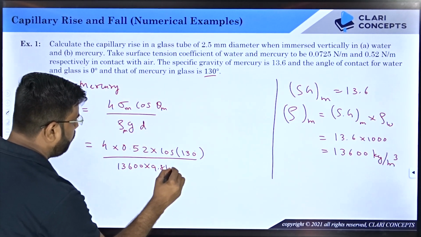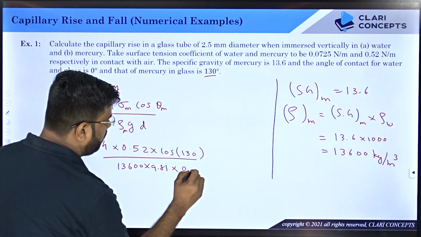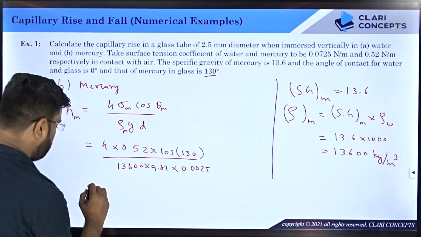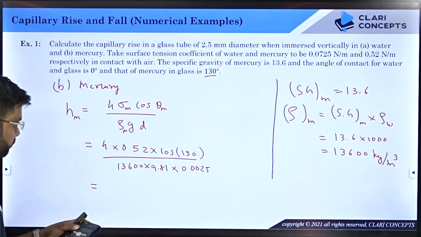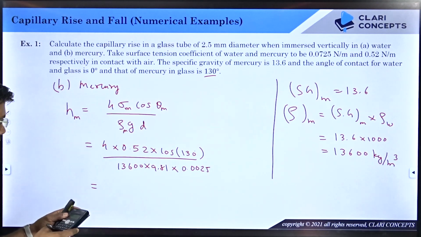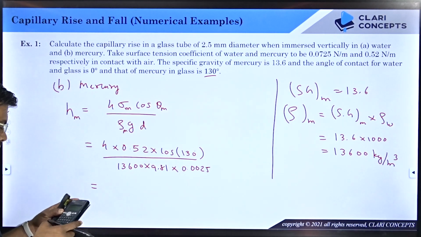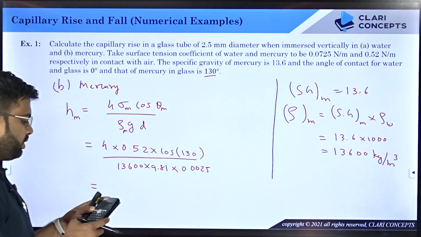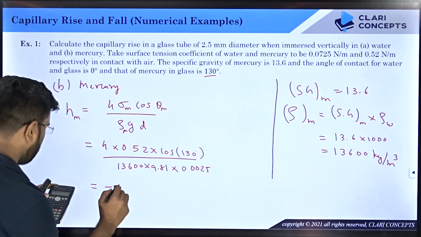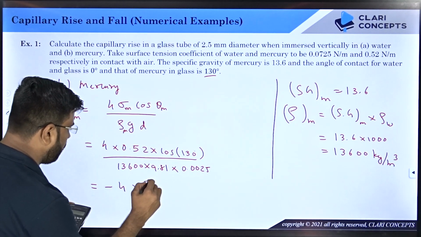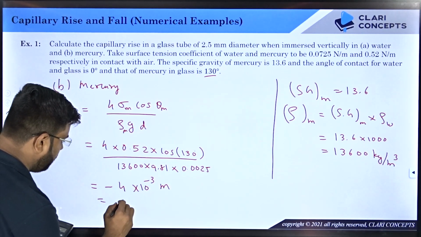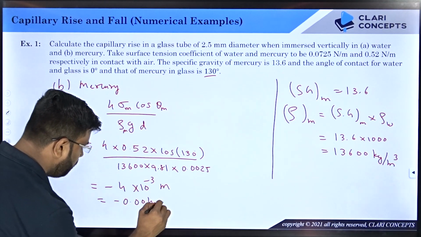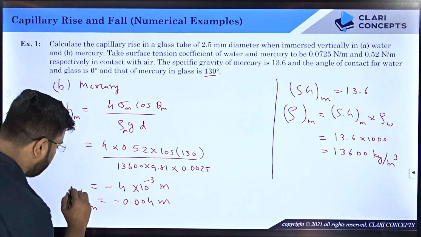g is 9.81. Diameter is 0.0025 meters. Just calculate the answer. 4 into 0.52 into cos of 130 degrees divided by 13600, 9.81 and 0.0025. You are getting minus 4 into 10 raised to minus 3 meters, or you can say it is minus 0.004 meters, h mercury. Now what does it mean?